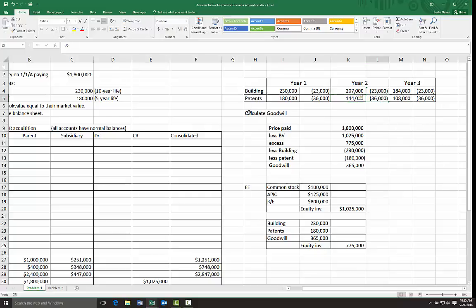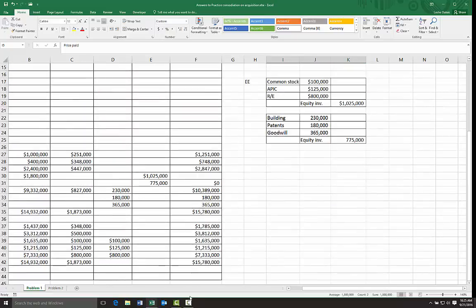The next thing we need to do is calculate goodwill. And you can really do these in either order, but I think it's a little bit helpful to have thought through what the impact is going to be of the fair market value versus book value. So here's our calculation. Here's the price paid. And I got the book value of the sub by going down here.